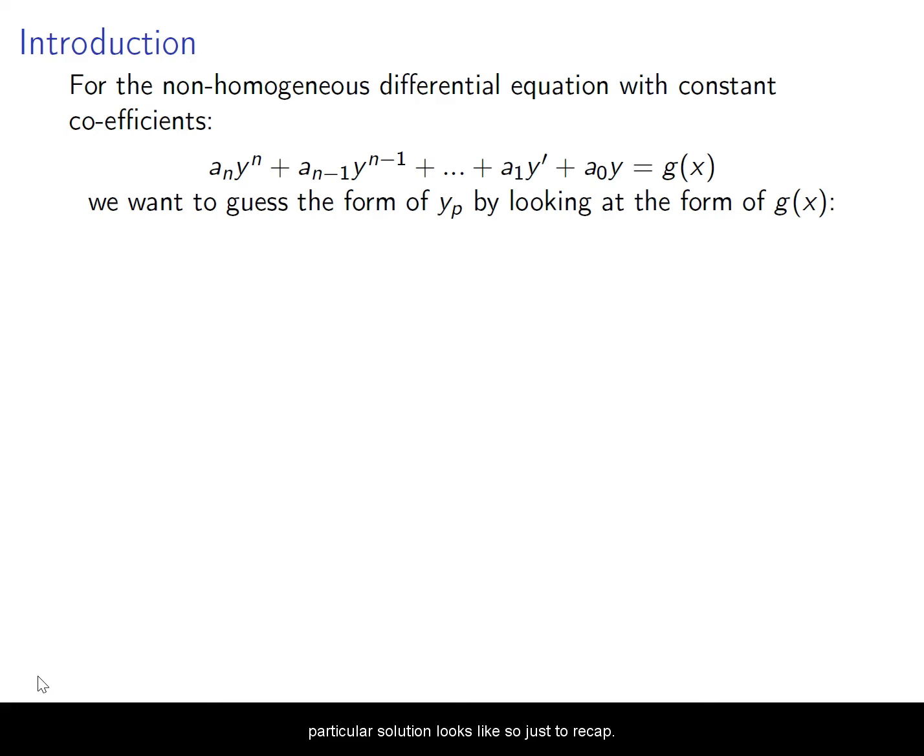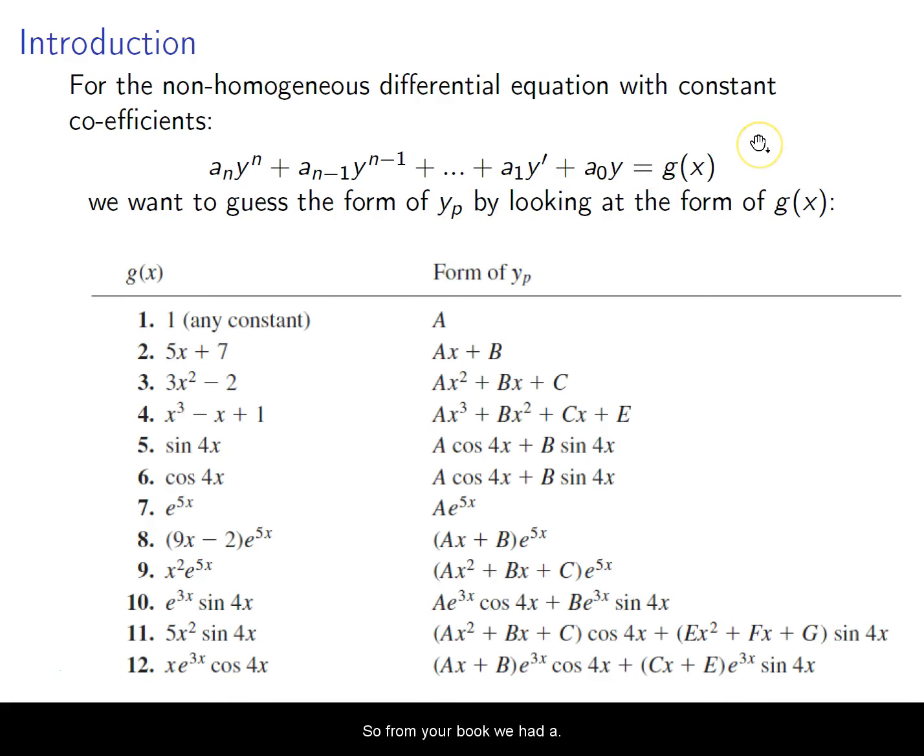Okay, so just to recap, for the non-homogeneous DE that has constant coefficients, that looks like this. So again, n is the degree, the order of our equation. All of these coefficients are constant, okay? And it's non-homogeneous. So in order to try to figure out what our particular solution looks like, we're going to look at the function we are equal to that's making us non-homogeneous. What does this look like? That is going to tell us the form of our particular solution.